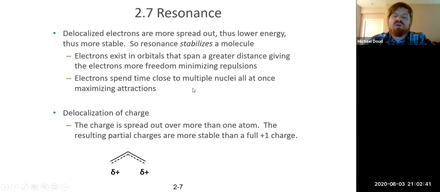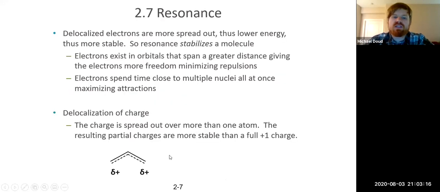Okay, so I already mentioned this here, but the more delocalized your electrons are, spread out over more nuclei, that is a stabilizing interaction. And so that's going to stabilize the overall molecule. If it spans a greater distance, there's more space for the electrons to exist in, so they're not going to interact with each other. They're not going to repel each other. And again, there's more nuclei to hold them there. Yeah, so we see delocalization of electrons and delocalization of charge.